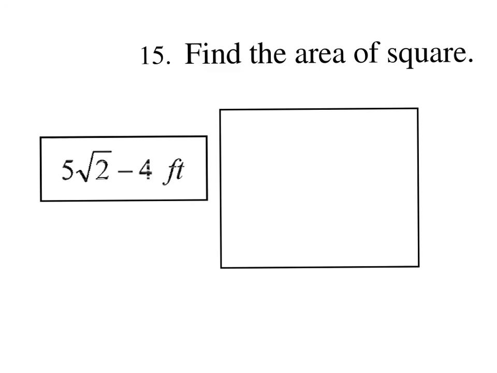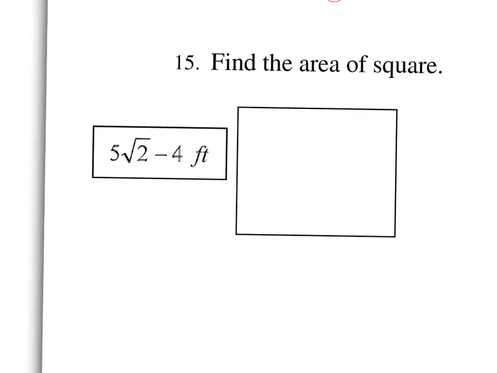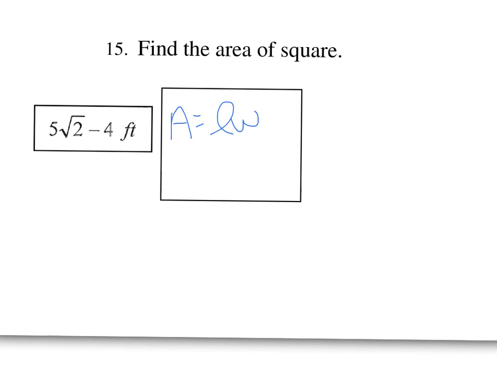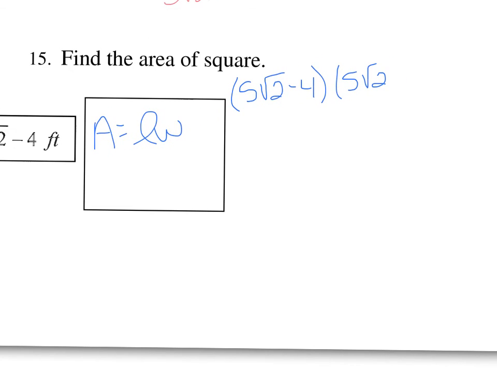All right, on 15, we're trying to find the area of a square. We did a little bit of area of rectangles in the lesson. We remember that area equals length times width, but since this is a square, the length and the width will be identical. So we're going to multiply 5 square root of 2 minus 4 times 5 square root of 2 minus 4. And we're going to multiply those together.